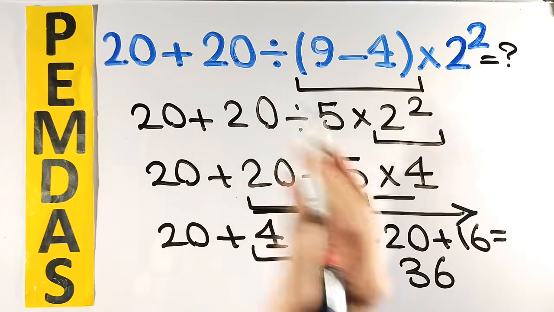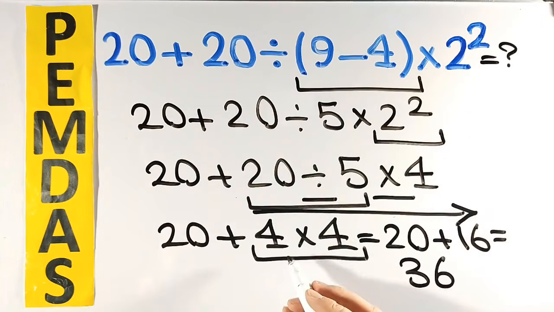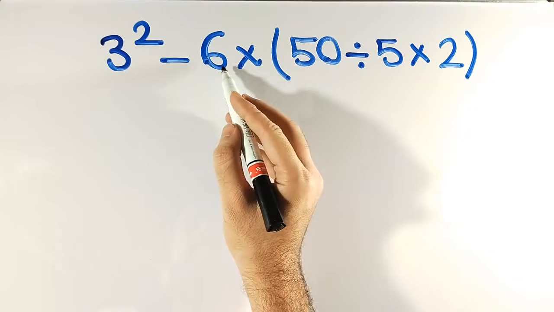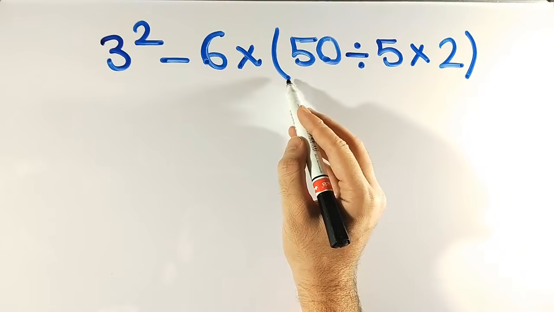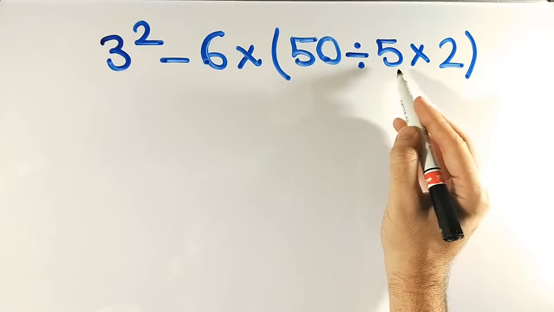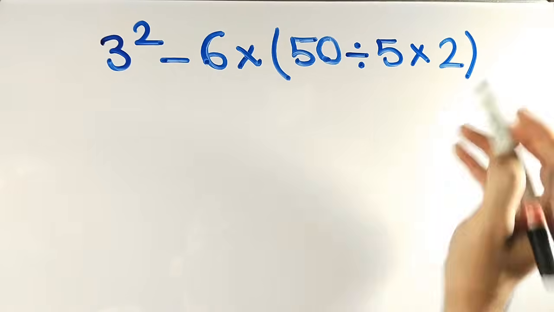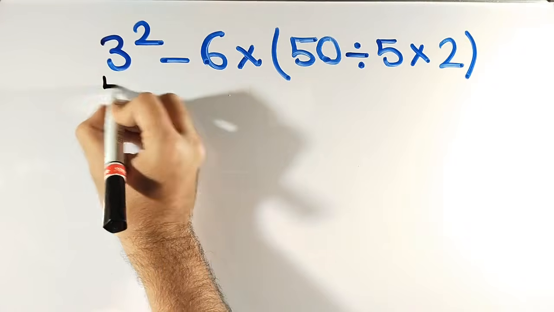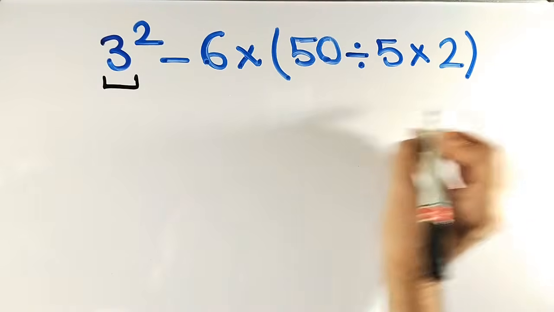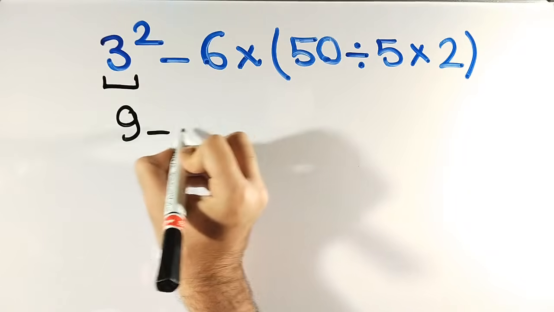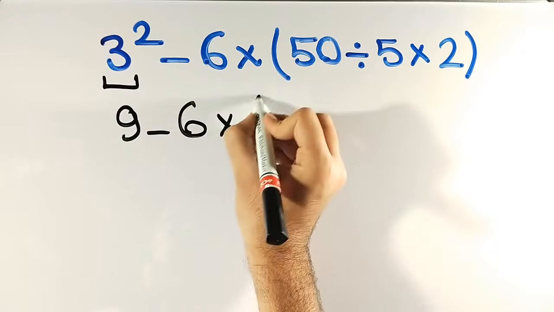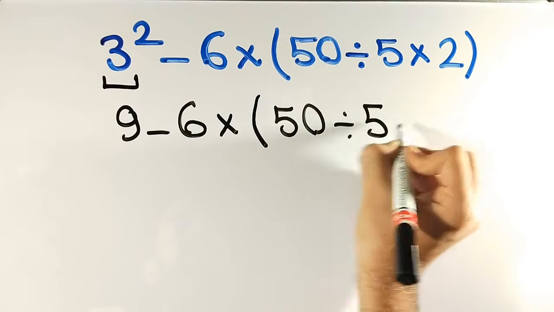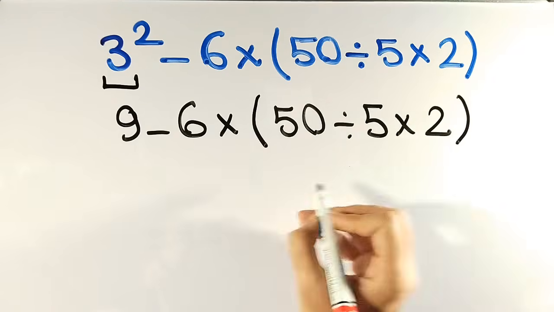Okay, now let's solve another math question together. What is the value of the expression 3² − 6 × (50 ÷ 5 × 2)? Many people when solving this question first go for the exponent, and instead of this expression, they write 9 − 6 × (50 ÷ 5 × 2).